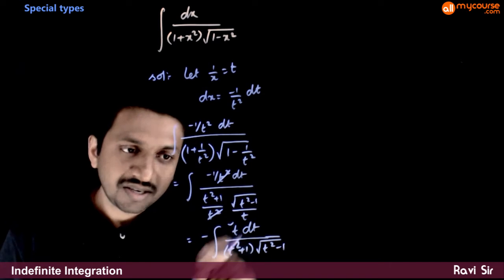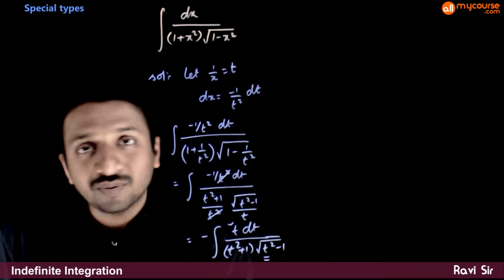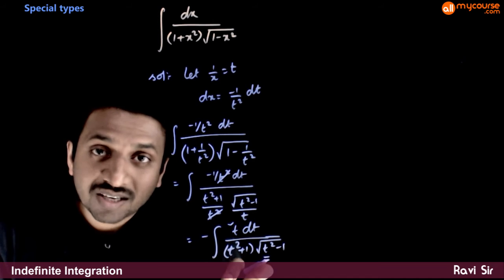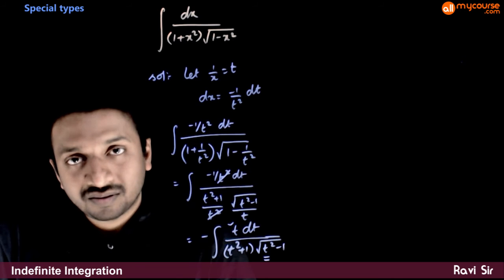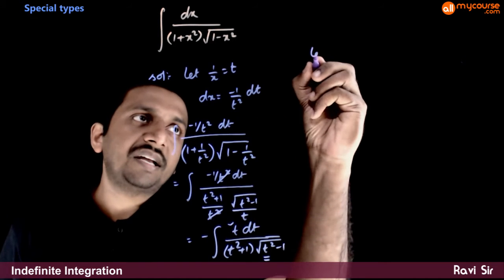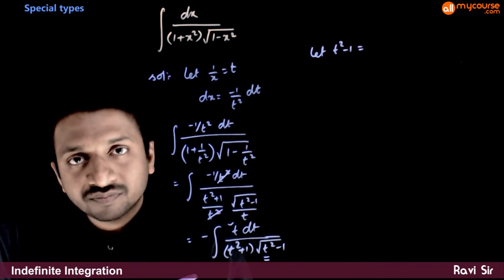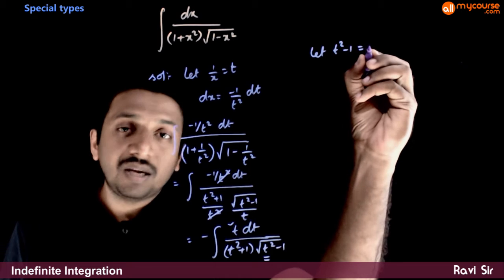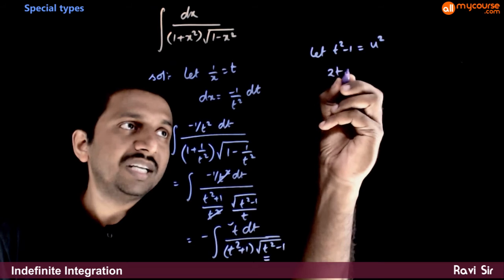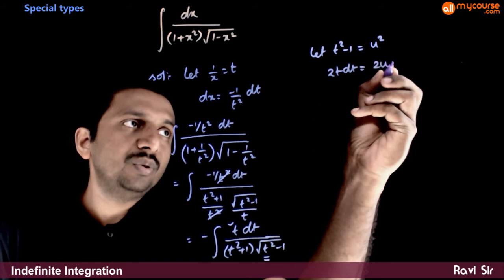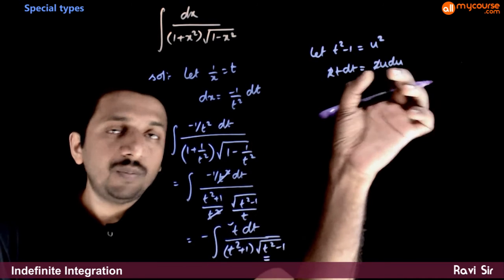Now what I do is, you know that t is somehow related to the differentiation of t square. So if you put t square is equal to u, 2t dt will be equal to du. So what I do is let t square minus 1 is equal to something like u square. So 2t dt will be equal to 2u du. This 2 and 2 get cancelled. So t dt will become u du.